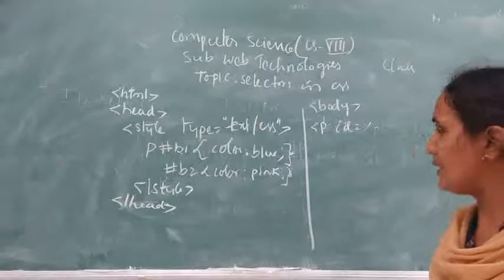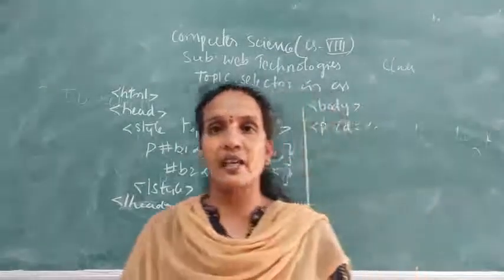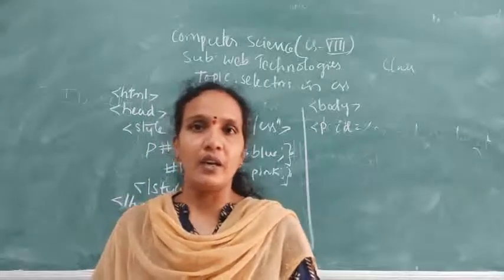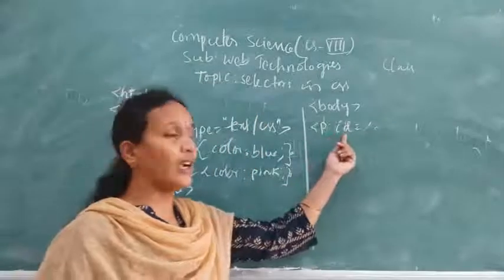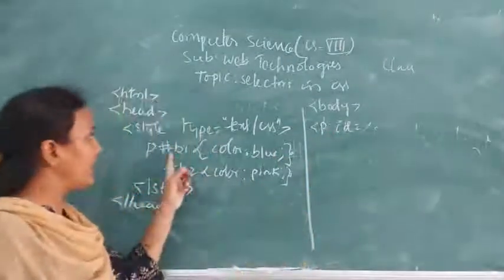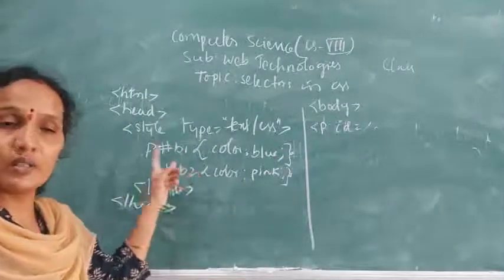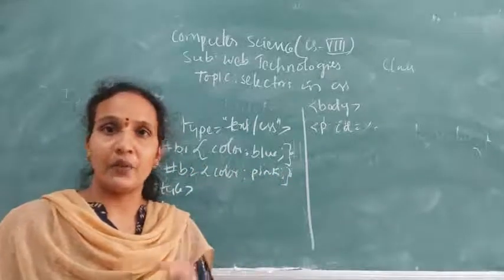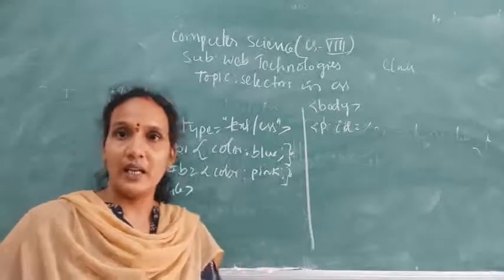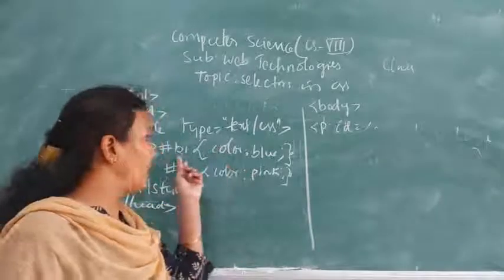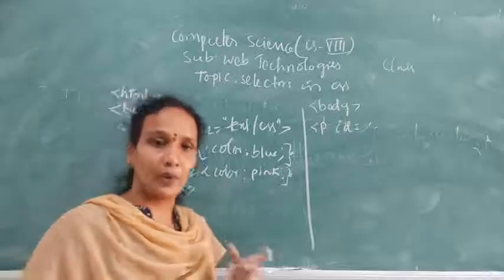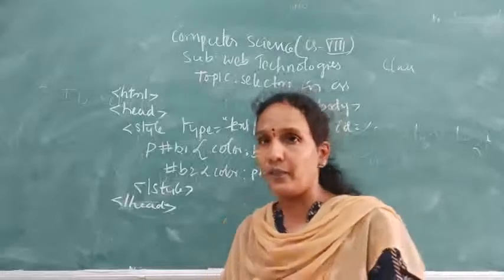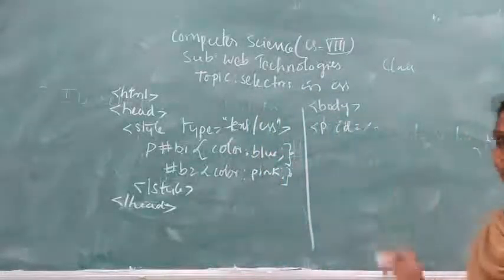What is the use of this ID attribute? Using the ID attribute only, you can use the IDs. If you are using the ID attribute, then only you can use the ID selector. Otherwise, you can't use this type of thing. Already I have explained the class selector. If you have created a class selector and you want to use those properties, then you have to use the class attribute. Similarly, if you have created an ID and you want to use the properties which are there in the ID selector, you can use them by using the ID attribute.